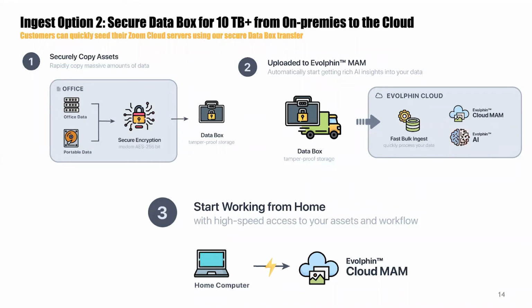You can copy your content from multiple drives, etc., into this, and that gets shipped to the Evolphin cloud. And once it reaches there overnight, we can automatically ingest the content sitting in these data boxes and bring it into Evolphin MAM. And that would be high-res content. And you can optionally trigger AI processes on all of those.